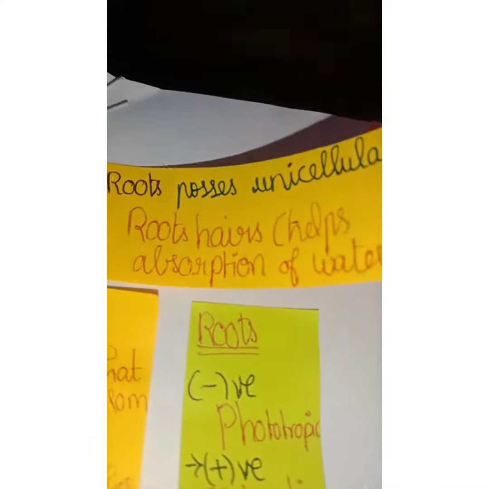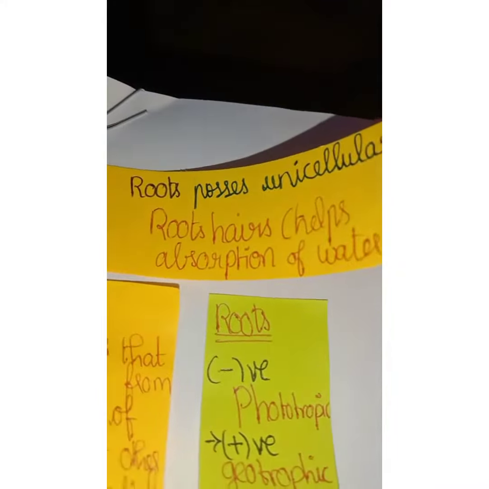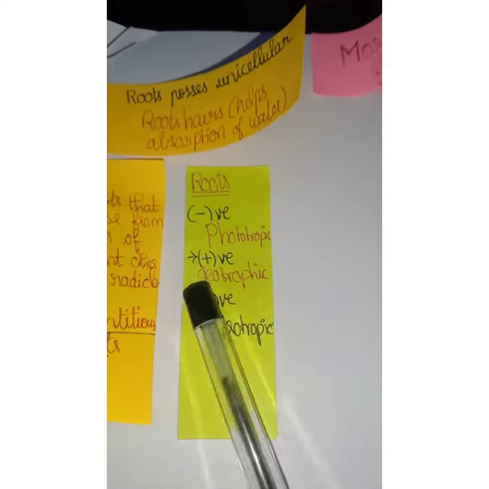Morphology of flowering plants. The first one we are going to see is the root. The root possesses unicellular root hairs. The root hairs help in the absorption of water. These are very important key points. The root is negatively phototropic, positively geotropic, and positively hydrotropic.